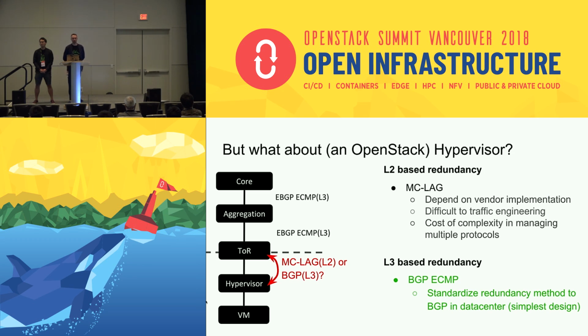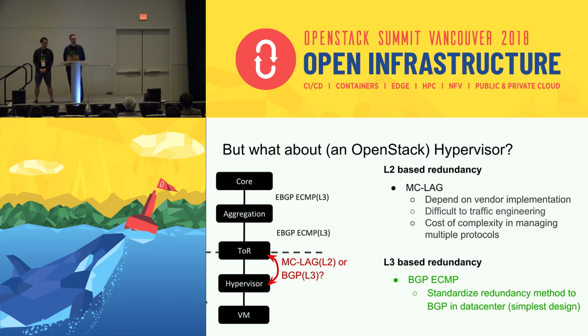So all of this is cool, but where is OpenStack in this picture? How about Nova hypervisors and Neutron itself? How does it fit into this? Perhaps using MC-LAG on a hypervisor level is a well-understood approach in Neutron and OpenStack, but for this solution that we have, we had to make some modifications in Neutron to really come to terms.